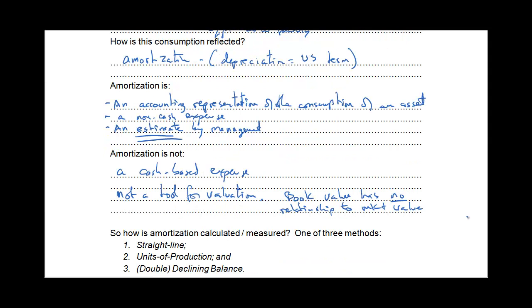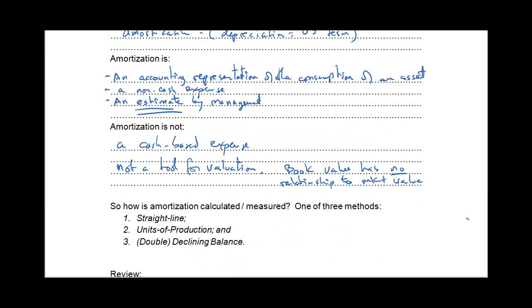So how is amortization calculated or measured? Well, using one of three methods. The easiest and most straightforward is called the straight line method. Another one we're going to look at is units of production. And another one is the declining balance or the double declining balance. And we'll explain how each of those works, and we'll get some practice calculating them and taking that all the way into the journal entry stage in lecture 10-B.